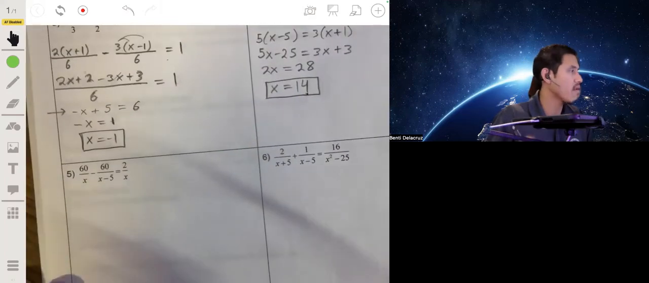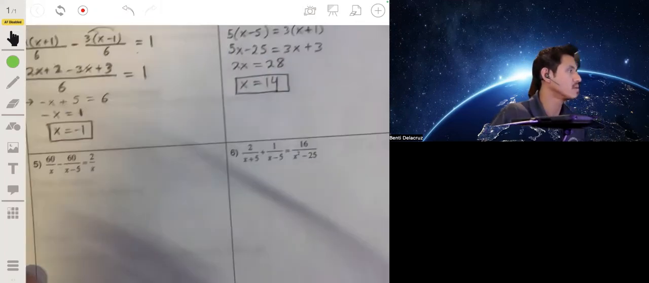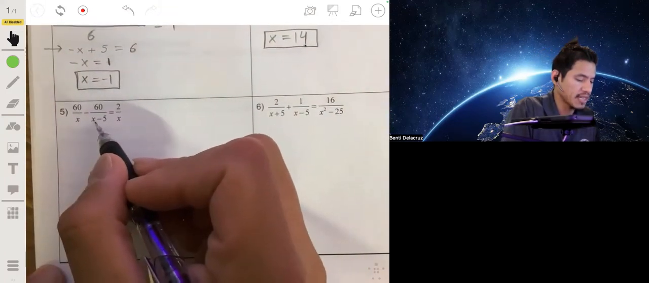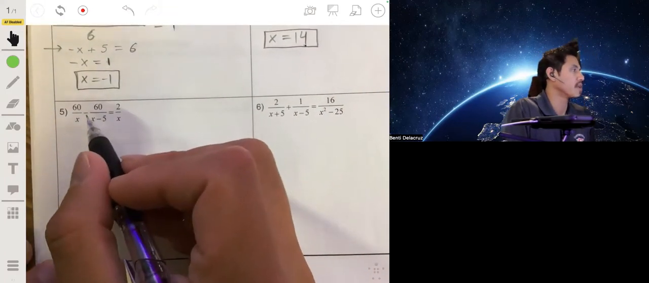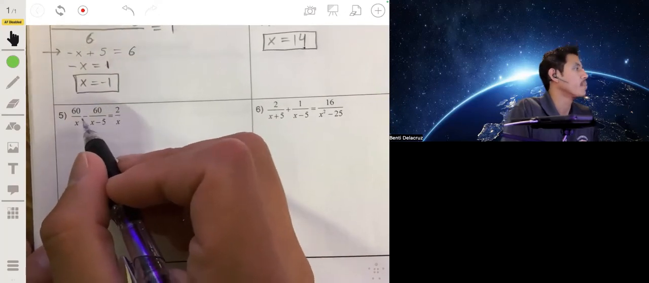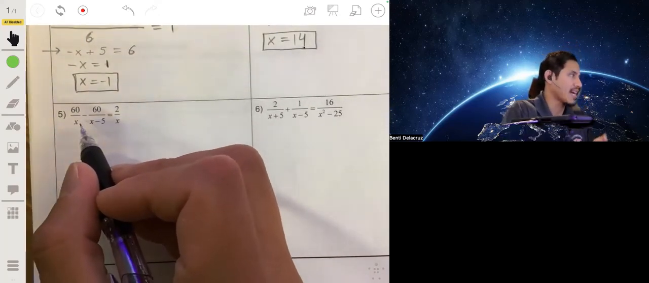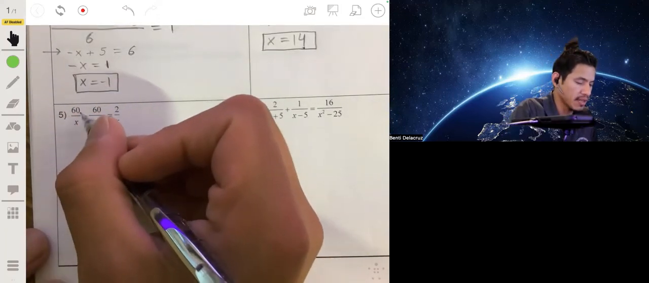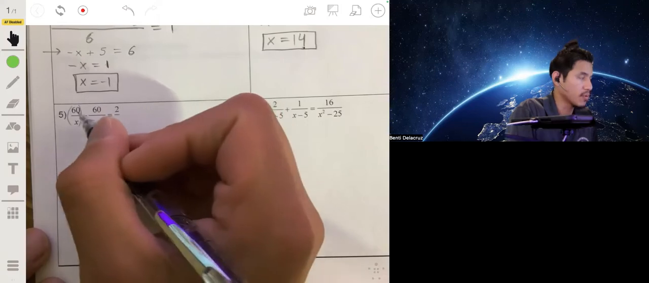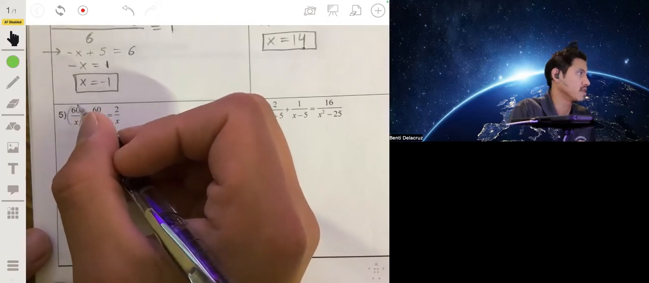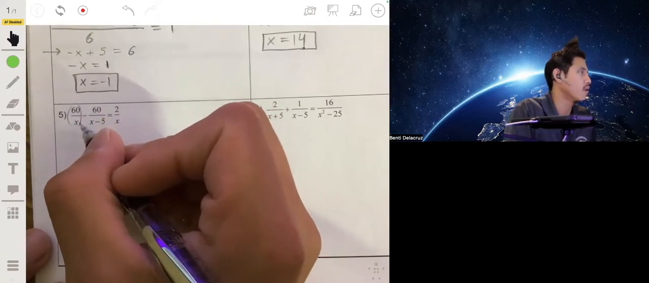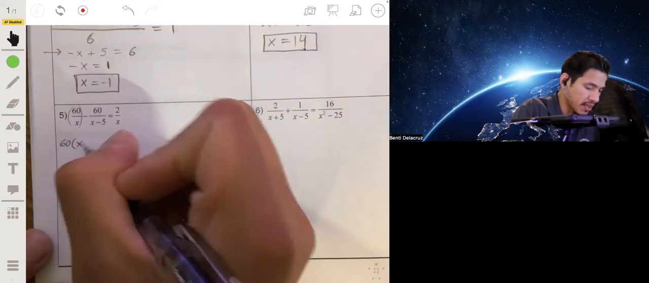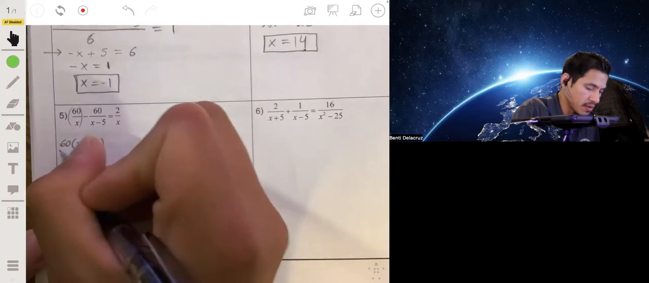All right, number 5. Okay, so here we have denominators of x and x minus 5. So we have to make sure that every denominator is going to be the product of x and x minus 5. So what we're going to need to do is multiply this first group, this 60 over x, by x minus 5 over x minus 5. So let me break it down step by step so we're not confused. So it's going to look like this.